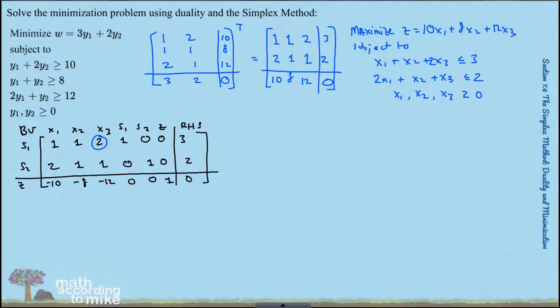All right, hopefully you realized I made a mistake. I lost my 2 right here, which is crucial because that one turns out to be the pivotal one.